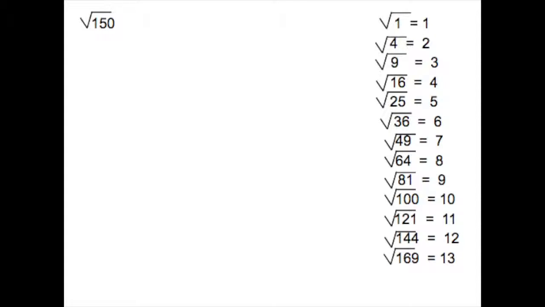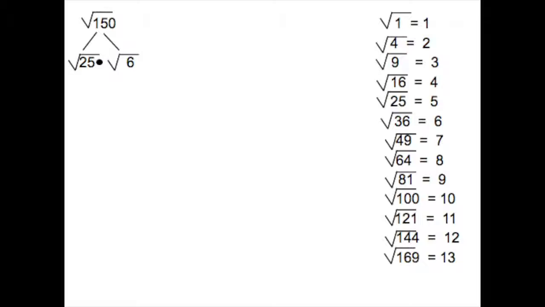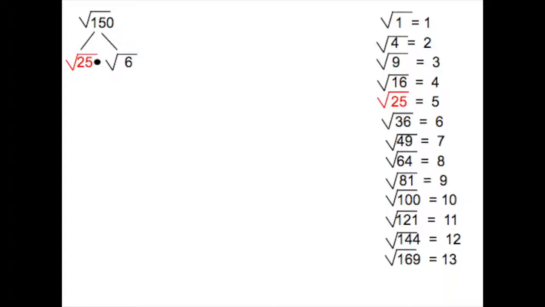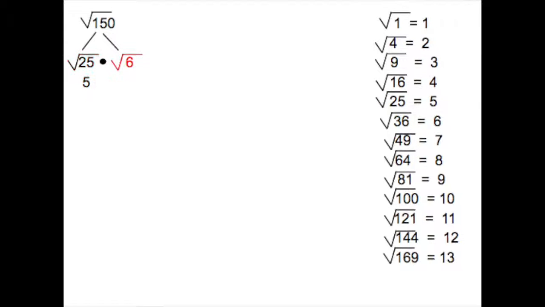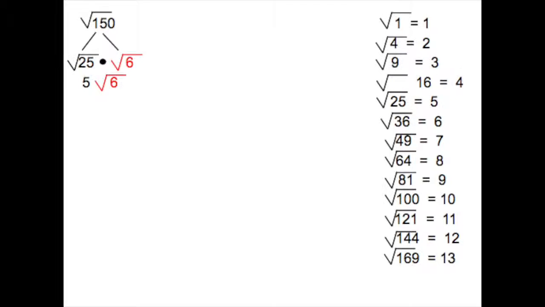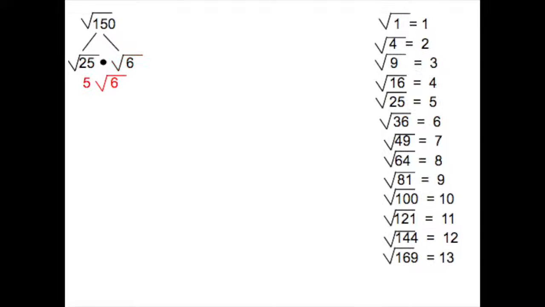Let's try one more example. Let's simplify the square root of 150. Our first objective is to determine what perfect square factor goes into 150. We break the square root of 150 down into the square root of 25 times the square root of 6. We did this because the square root of 25 is a perfect square and can be simplified to 5. The square root of 6 is simplified because there are no perfect square factors, so it stays as the square root of 6. So the square root of 150 simplifies to 5 times the square root of 6.